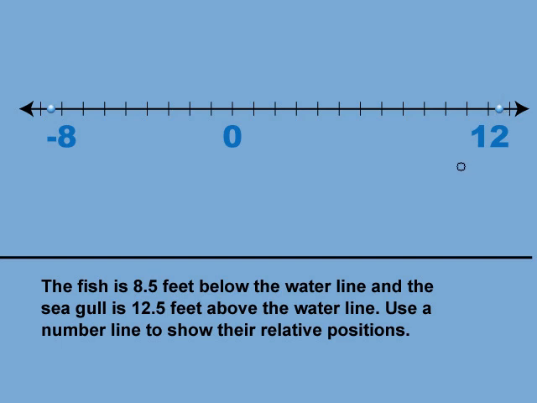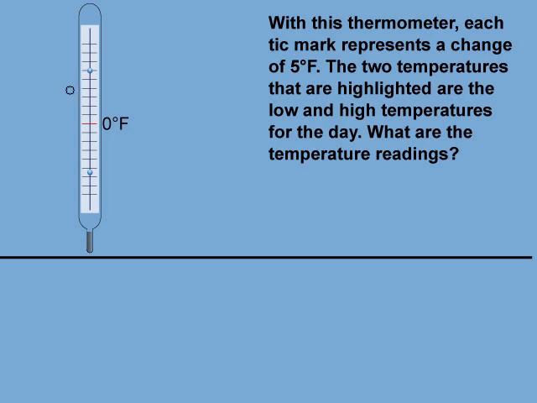Let's look at a final example. With this thermometer, each tick mark represents a change of 5 degrees Fahrenheit. The two temperatures that are highlighted are the low and high temperatures for the day. What are the temperature readings?